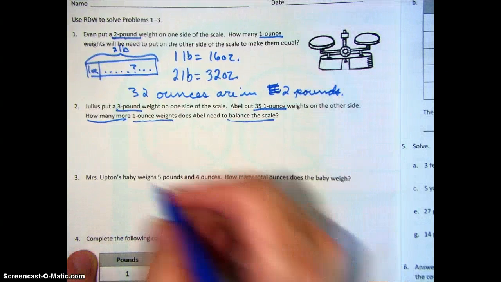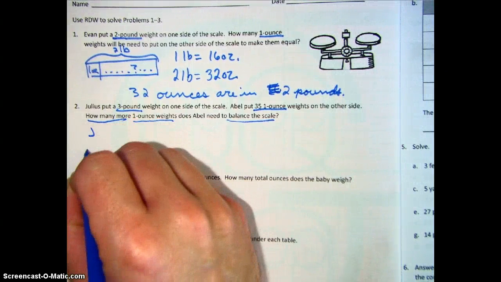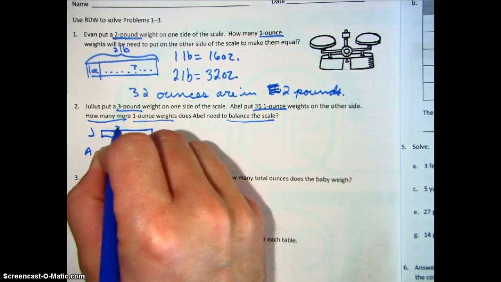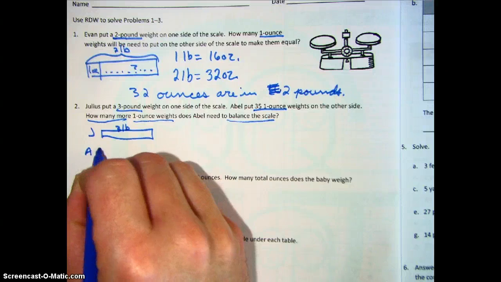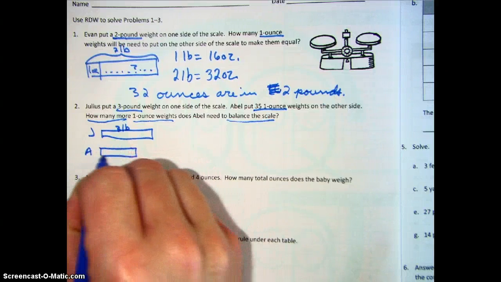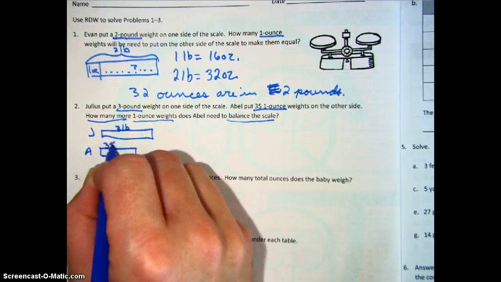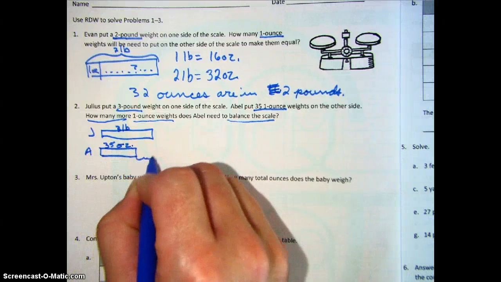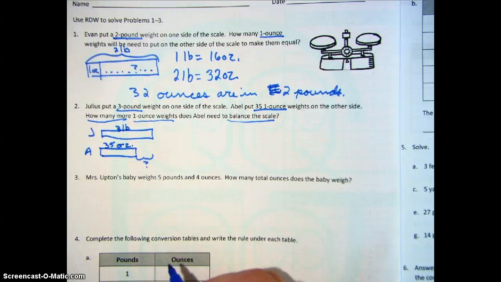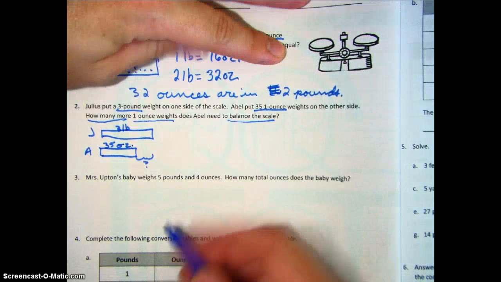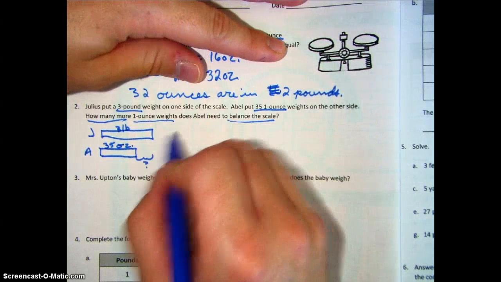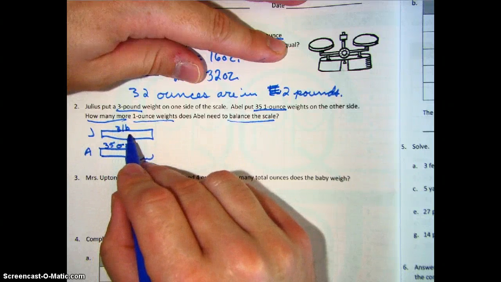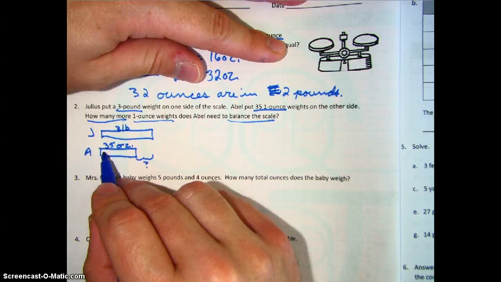Okay, so we have Julius and we have Abel. Now Julius here has 3 pounds. Okay, and we know Abel has 35 ounces. And so we need to know how much more does he need to balance off that scale. So first up, what we need to know is how many ounces are in 3 pounds so that we can do our subtraction.